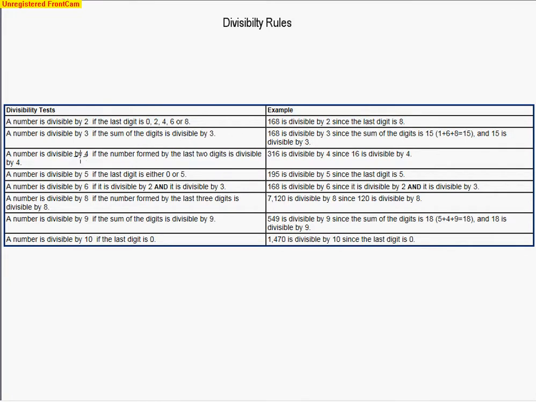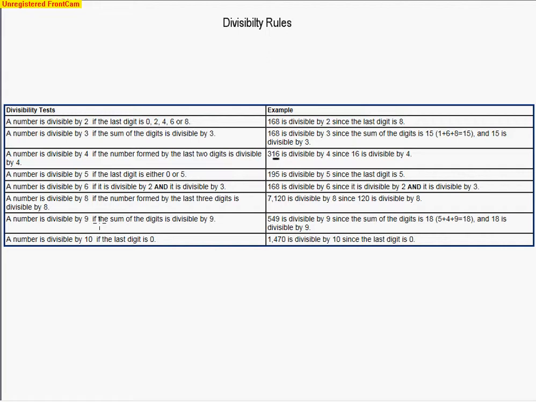So 4 is a little bit different. It's the last two digits that are divisible by 4. So for instance here, 316, the 16, the last two digits, are divisible by 4. So I know that 4 is going to go into that number. And 5, it either ends in a 0 or 5. 6 needs the rule for 2 and 3 to work because 2 times 3 makes 6. And then 8 is similar to 4 in that the last three digits need to be divisible by 8.